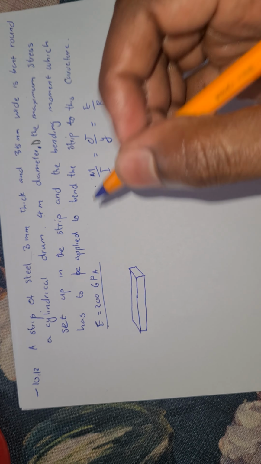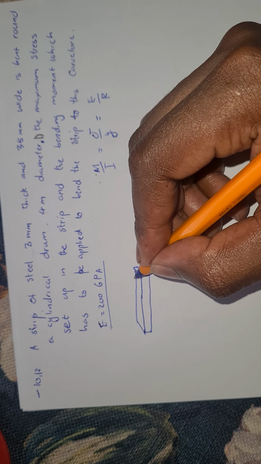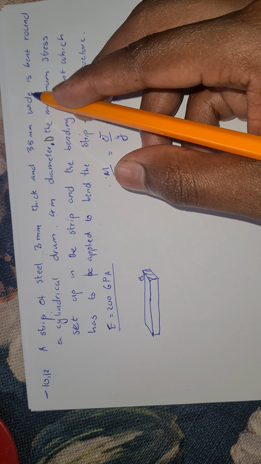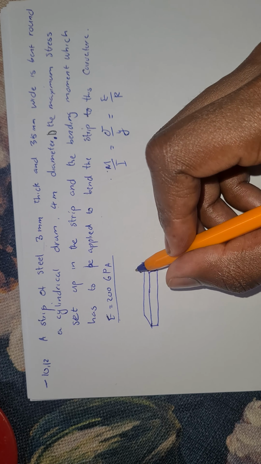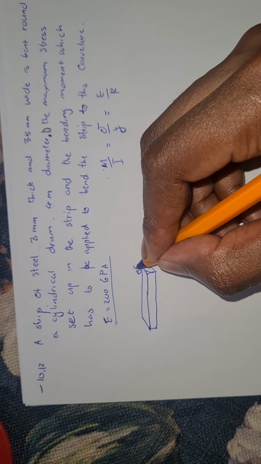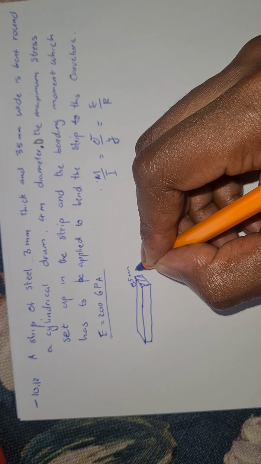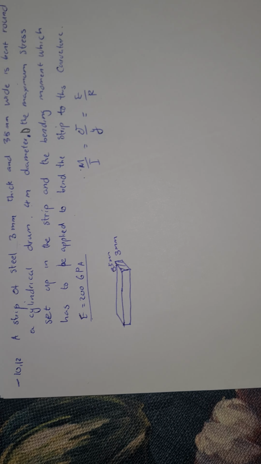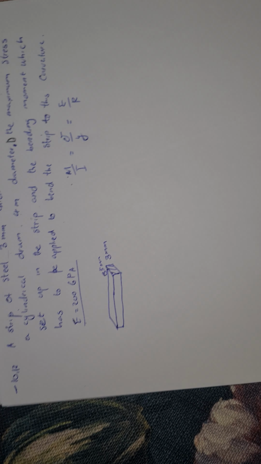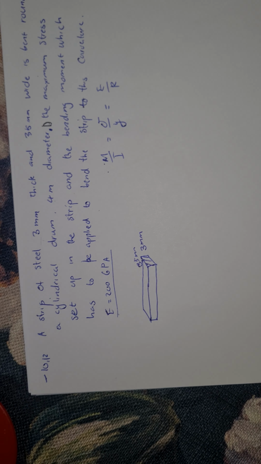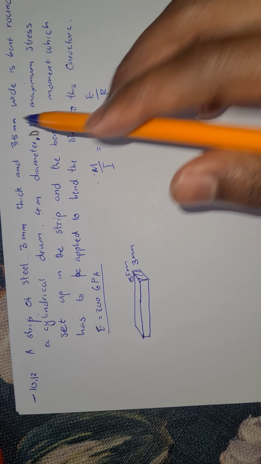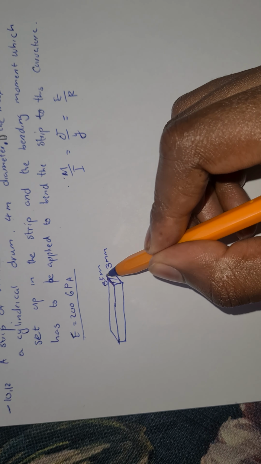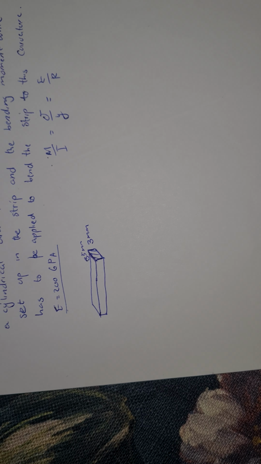So we have a strip, then a cross section of what? 3 millimeters thick and 35 millimeters wide. When you can see, you can tell that this is 35 millimeters, and then this is 3 millimeters. Sometimes it's difficult to even complement without an actual structure, right? But wide is always on the top part. So if you know that wide is here, that means thickness is here, right?